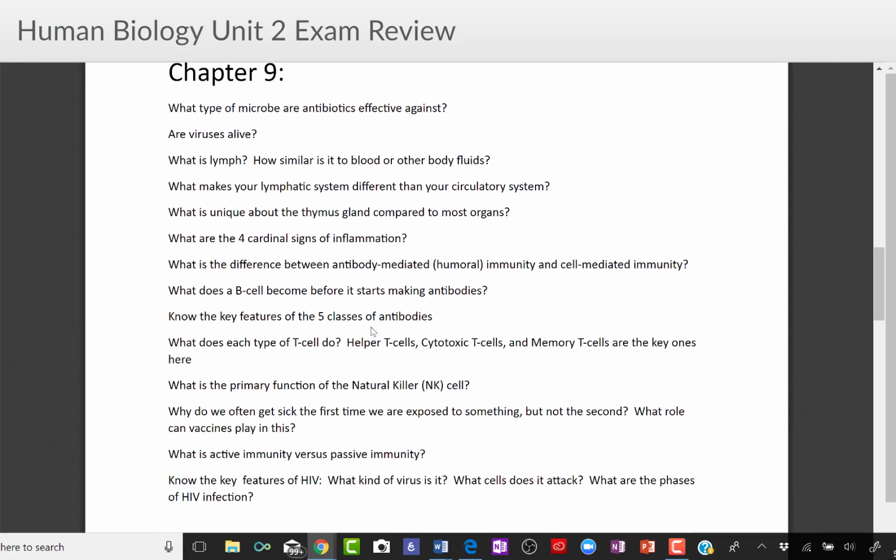All right, what is lymph? How similar is it to blood or other body fluids? So remember, lymph is interstitial fluid. It's just once it enters the lymphatic vessels, it's now called lymph. So it is blood.